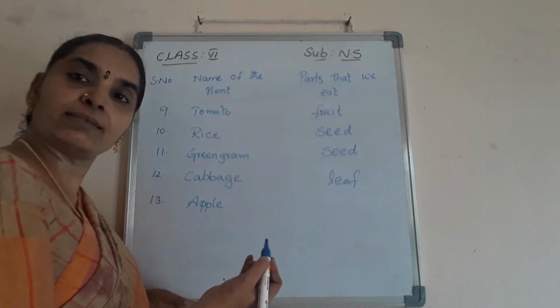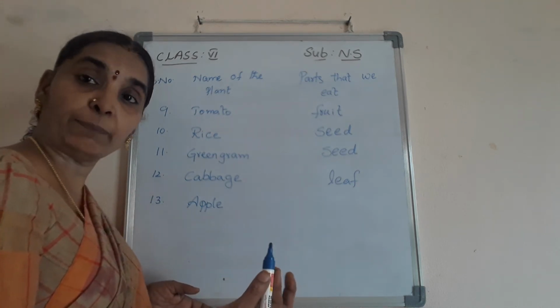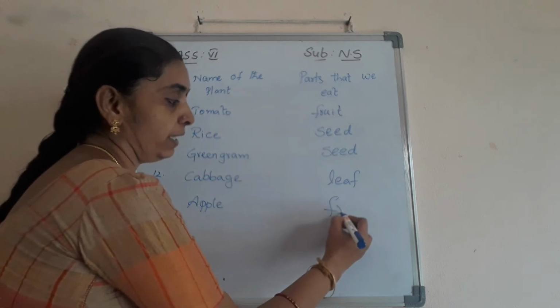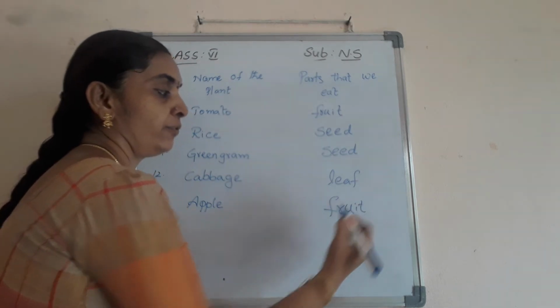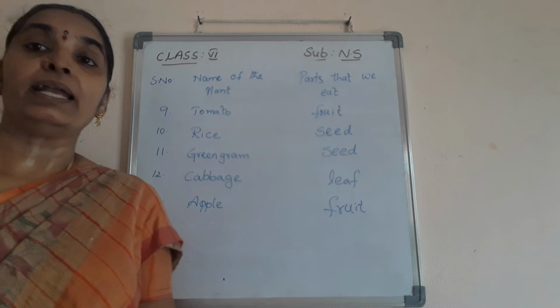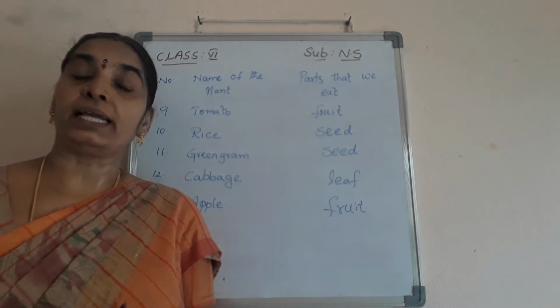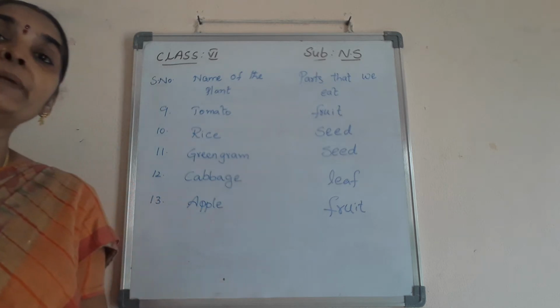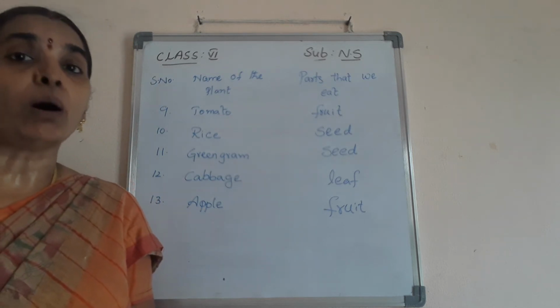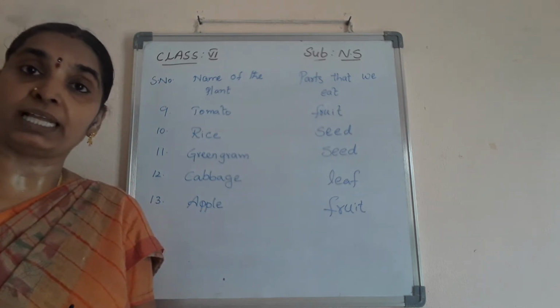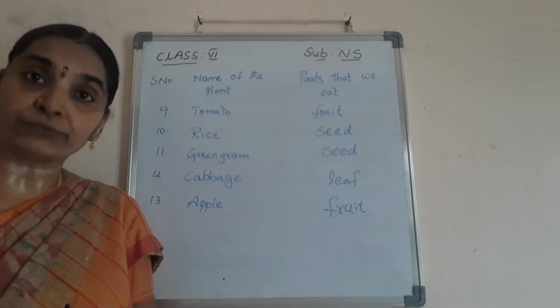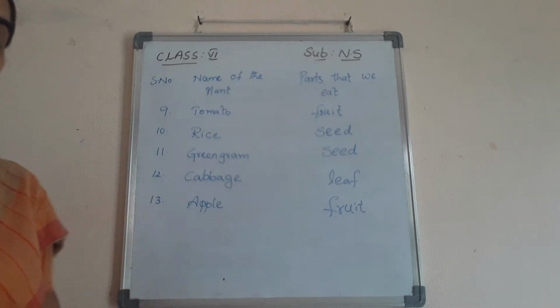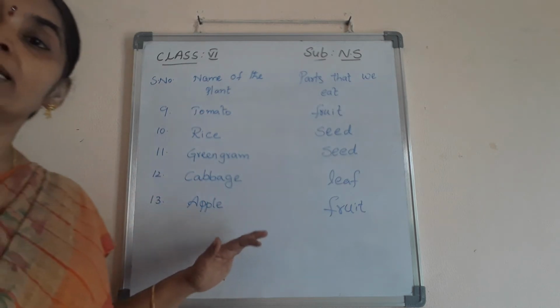So you can say easily, apple is the fruit of the plant that we take as our food. So it is the fruit. From this table, it is very clear that we take different parts of the plant as our food. It may be the plants or the animals from which we get the food, but they are cooked in different manners.